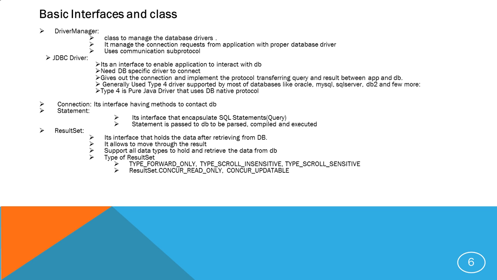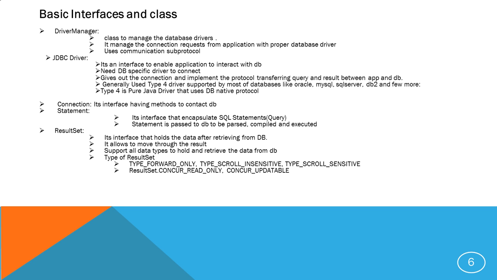Type forward means it will always go in one direction. You can get the first record, then the second record, then the third record, in one direction.